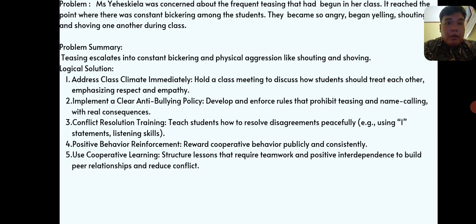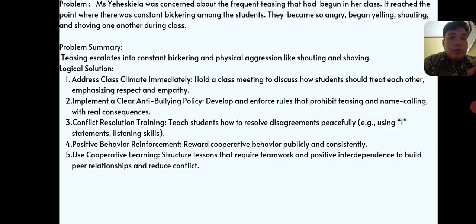The last problem is Monsieur Haskell was concerned about the frequent loose teasing that had begun in her class. It reached the point where there was constant bickering among the students. They became so angry, they began yelling, shouting, and shoving one another during class. The problem summary is teasing escalates into constant bickering and physical aggression, like shouting and shoving.